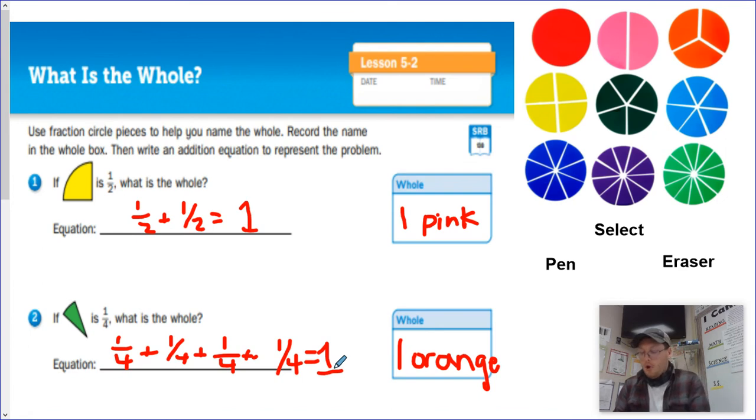Again, over here for the yellow, I have 1/2, 1/2, that equals a whole, which is the pink. Realistically, all you're trying to do right now is make a whole and see which of these fraction circles looks like that piece. More than likely, you're going to need a little bit more assistance and help on this.